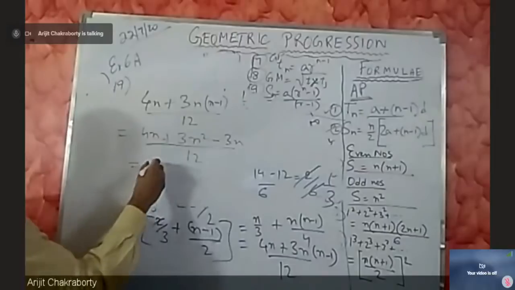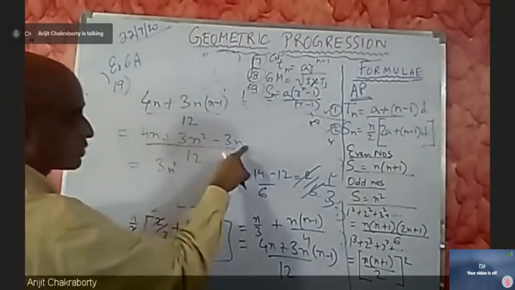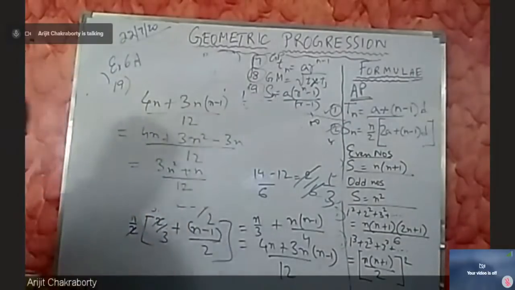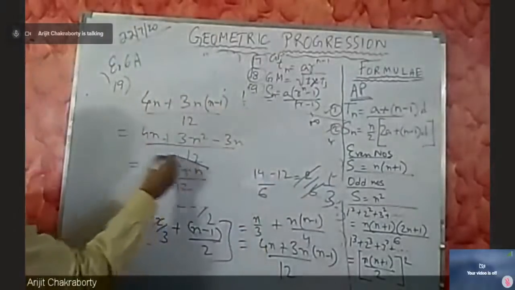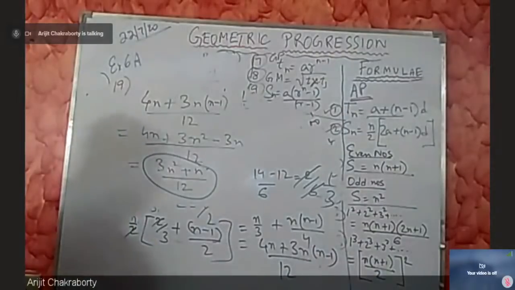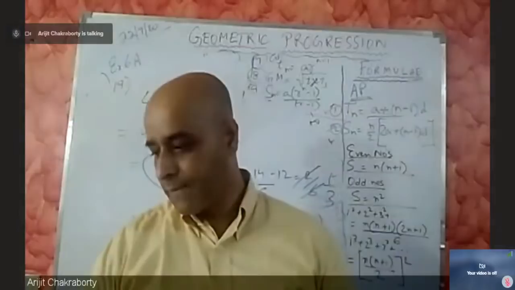So this is 3n square plus 4n minus 3n, that is plus n, by 12. This is the final answer. Okay? So this gives you the final answer. This is exercise 6A number 19, a little bit stiff one. That's why I solved it.